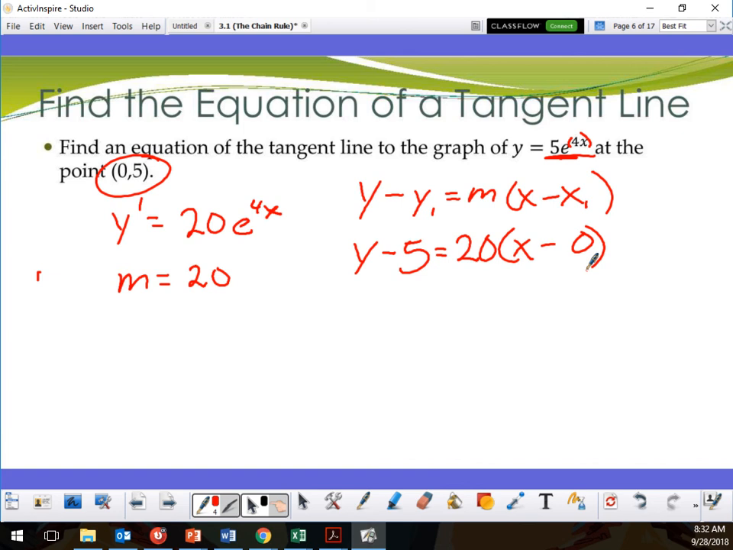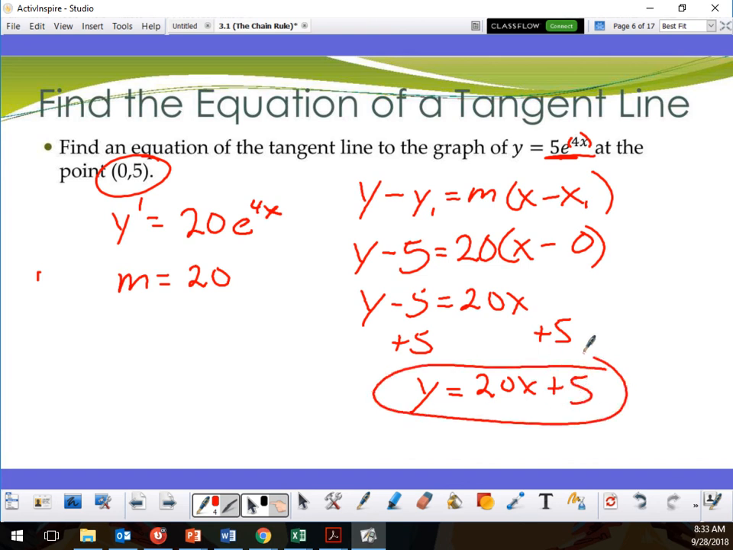So I'm going to come up with y minus 5 equals 20x, right? Plus 5 to both sides. So y equals 20x plus 5. That's the equation of the tangent. That's the equation of the tangent line of that function at that point. And for the sake of time, that's where I'll stop in the notes for today.